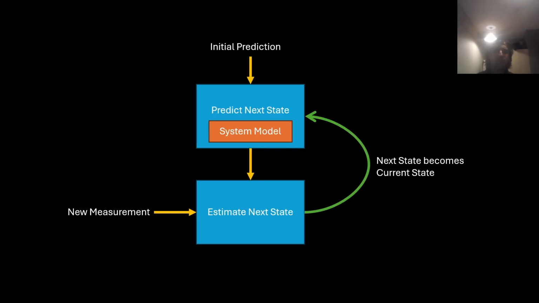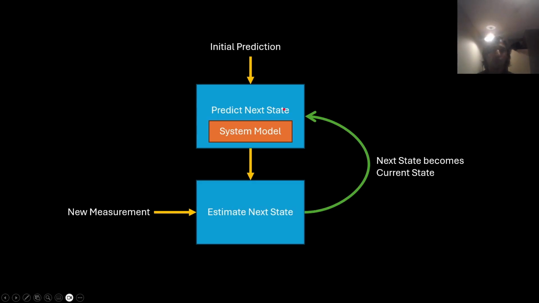Now, I've made a little diagram here to simplify what a Kalman filter looks like. You have the two main blue blocks, the prediction stage and the estimation stage. First you predict using the system model. Remember, the model is some mathematical equations. You make your prediction of what you think the system will do. You send it to the estimation stage. Now, the estimation stage takes in a new measurement and combines it with the prediction, and then the next state becomes the current state.